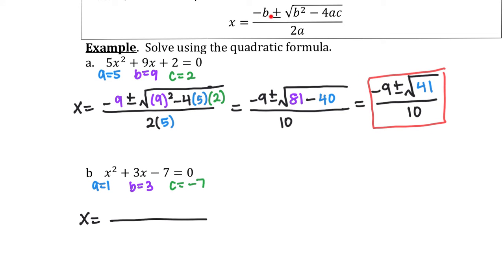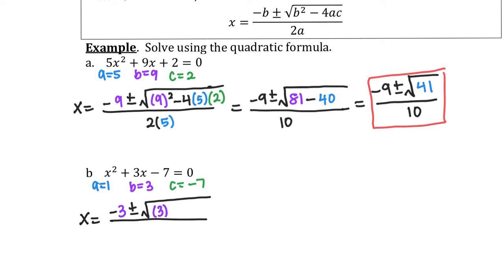Negative B. What's B? B is 3. So negative B means negative 3 plus minus, and then there's a big square root. Plus minus big square root. Inside the radical, B squared. What is B? 3.